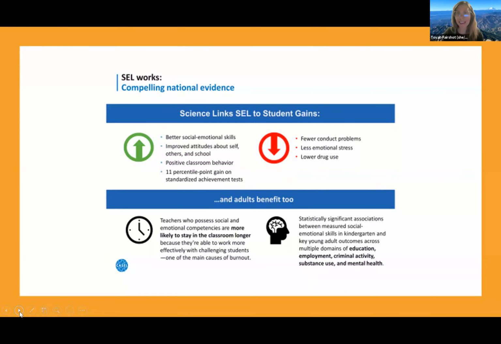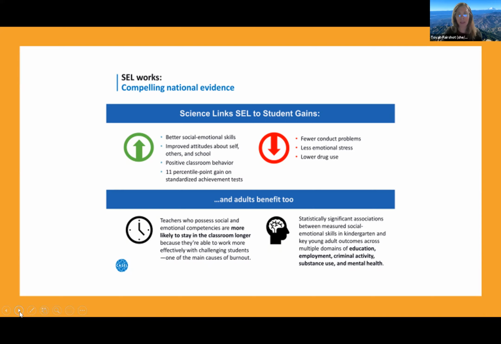And the best thing is that us adults, we are benefiting too. Teachers who possess social and emotional competencies are more likely to stay in the classroom longer. We have the tools to deal with more challenging situations. We're able to work more effectively with the most challenging students. And as we know, working with challenging students is the main cause of burnout for classroom teachers.